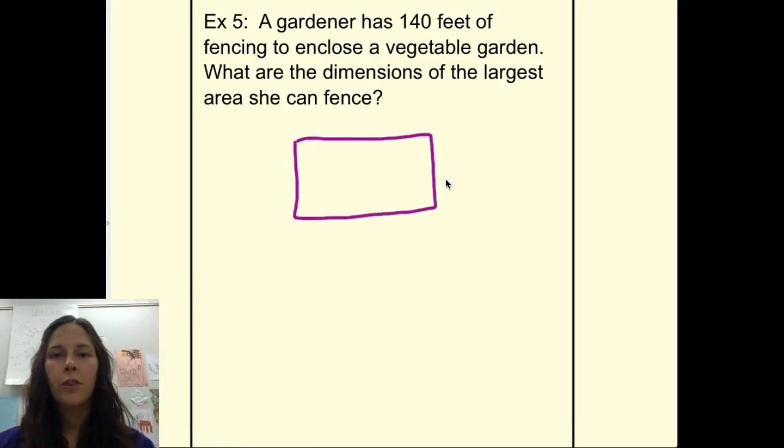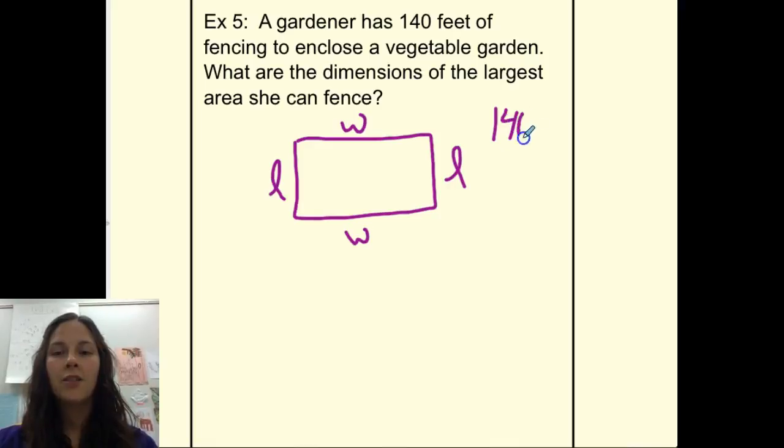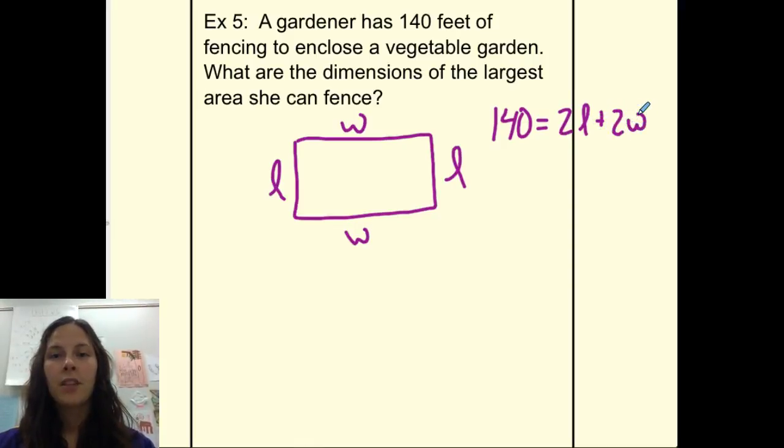The 140 feet we have to enclose our garden would need to be split up among 2 lengths and 2 widths for our garden. To get an equation for our perimeter, we would set that 140 feet equal to L plus L, or 2L, plus the 2 widths. The question was, how do we maximize the area? The area of our garden would be length times width.